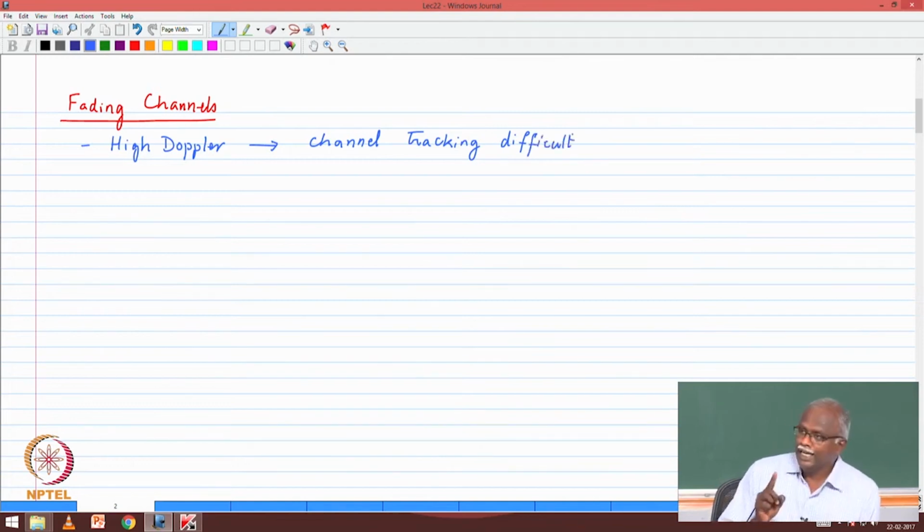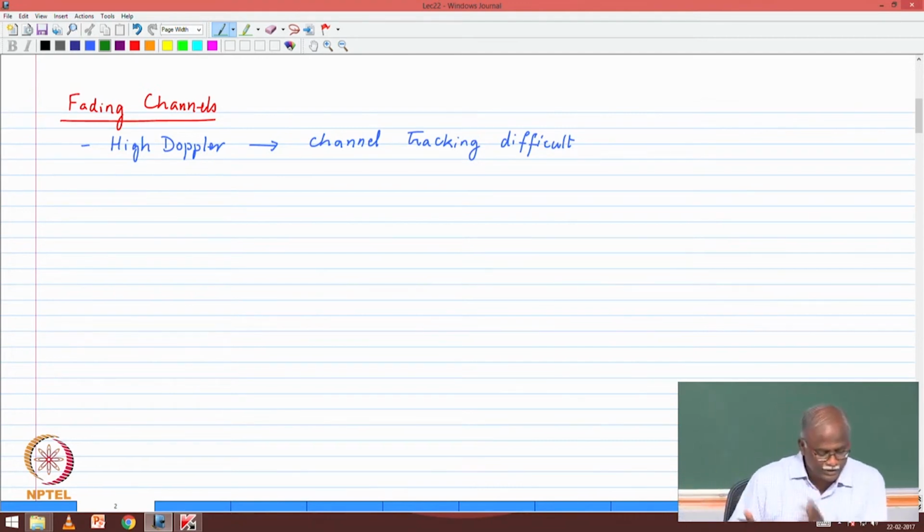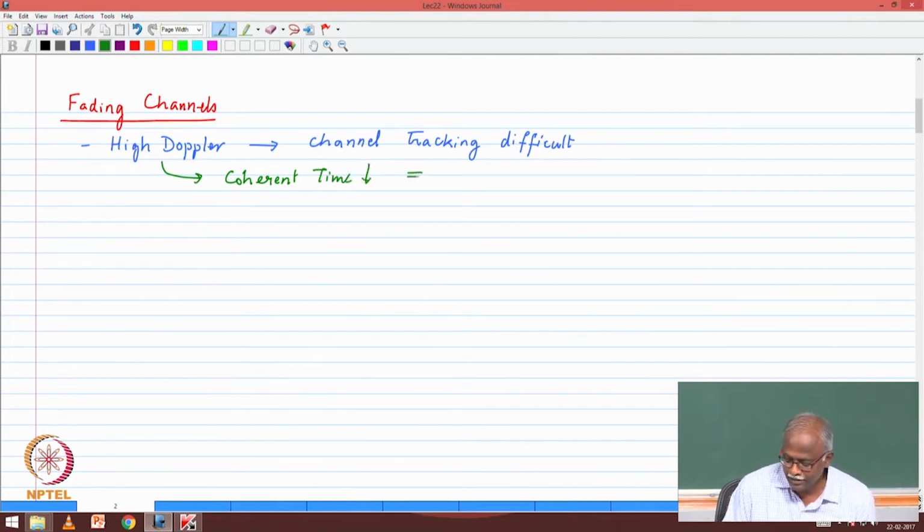Okay. Now another element which is tied to this is the following. If you remember, we said that if I want to do coherent detection, I must get channel estimates. I must get them at least as frequently as the coherence time, because beyond that the channel will change significantly. So high Doppler is related to coherence time, in the sense that coherence time is decreasing.